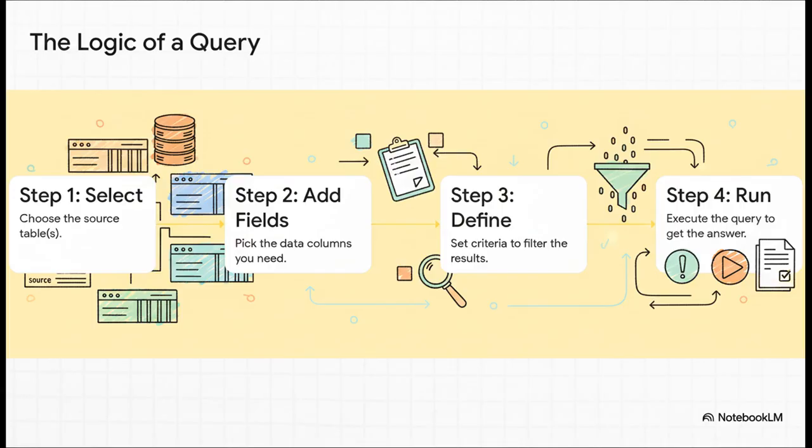And you know what? The logic behind a query is actually super straightforward. First, you just tell it which table or tables you want to look in. Then you pick the columns or fields you care about seeing, maybe first name and city. The real magic, though, happens next. You set your criteria. This is where you actually ask the question, like city equals New York. Then you just hit run, and poof, Access goes and finds the answer for you.